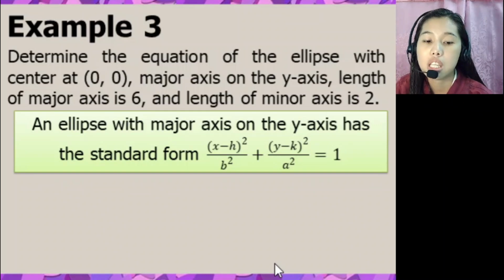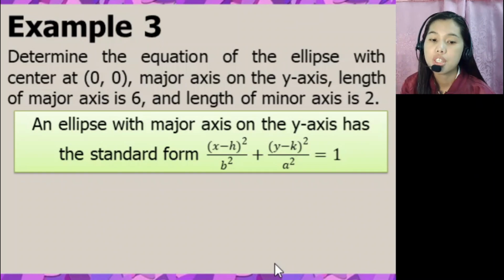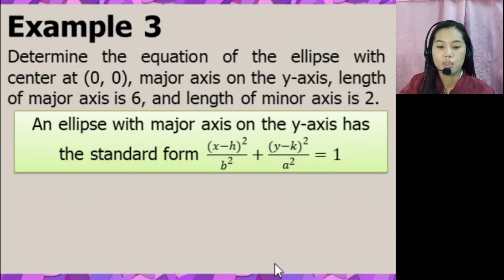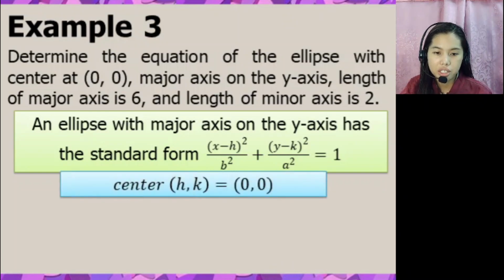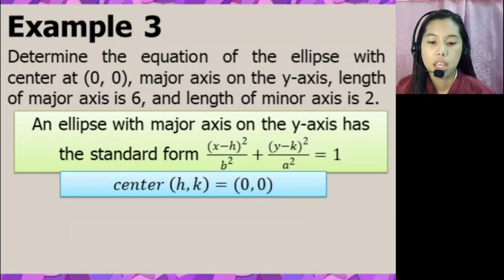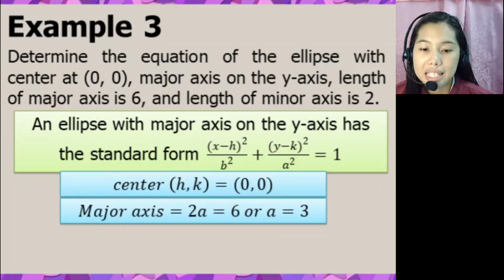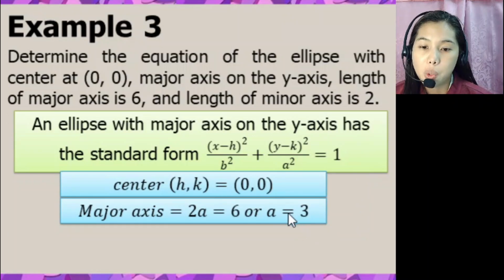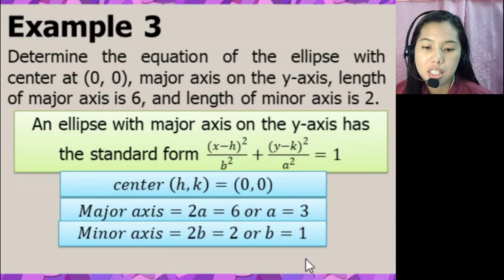So why is this the standard form? Because our major axis lies on the y-axis, which means that denominator is bigger. Okay. So in this case, our center is still (0, 0), with h equals 0 and k equals 0. And our major axis is equal to 2a. So according to the problem, the length of the major axis is 6. So to solve for a, 2a equals 6, or a equals 3. And the minor axis is 2, so 2b equals 2, or b equals 1.